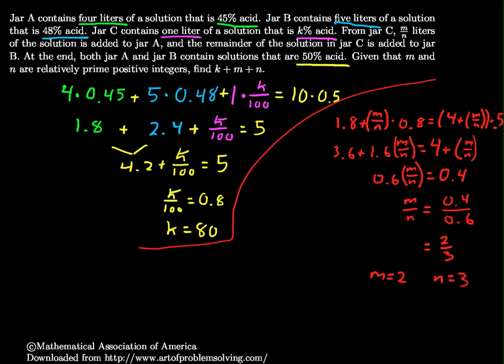So my final answer, k plus m plus n, is going to be 80 plus 2 plus 3, which is 85, and written as the AIME wants us, that's going to be 0, 8, 5 when we bubble in, because we have to have all 3 digits.